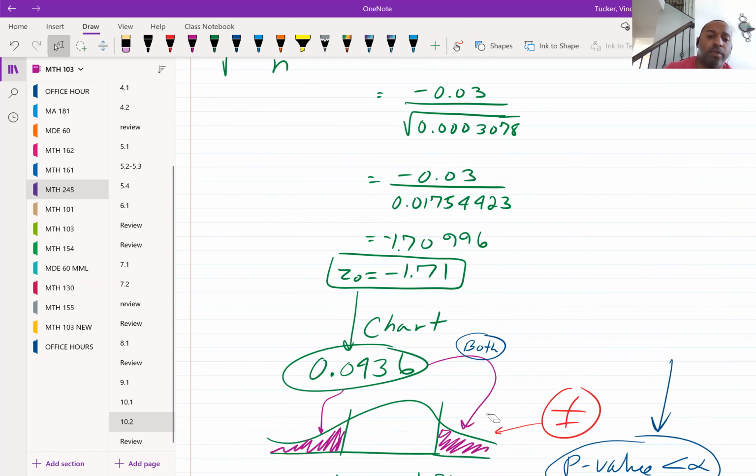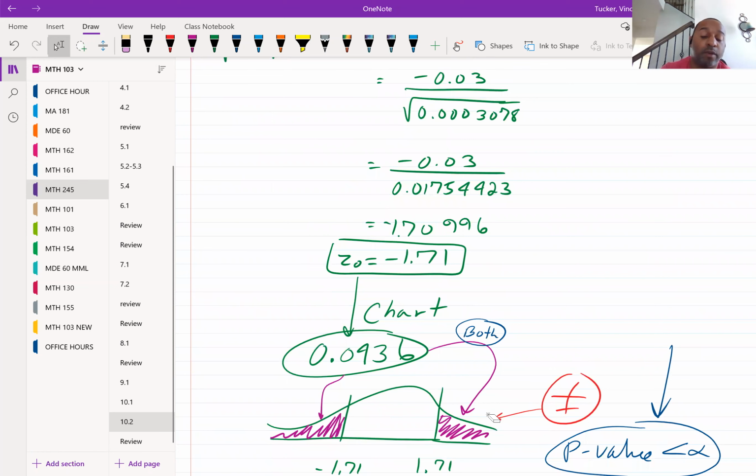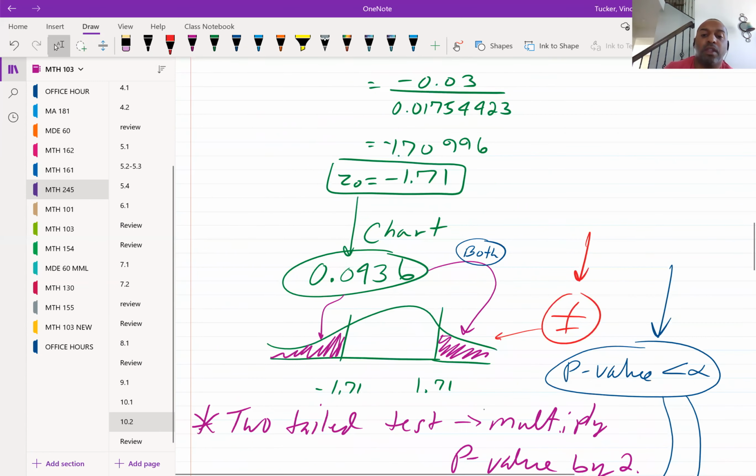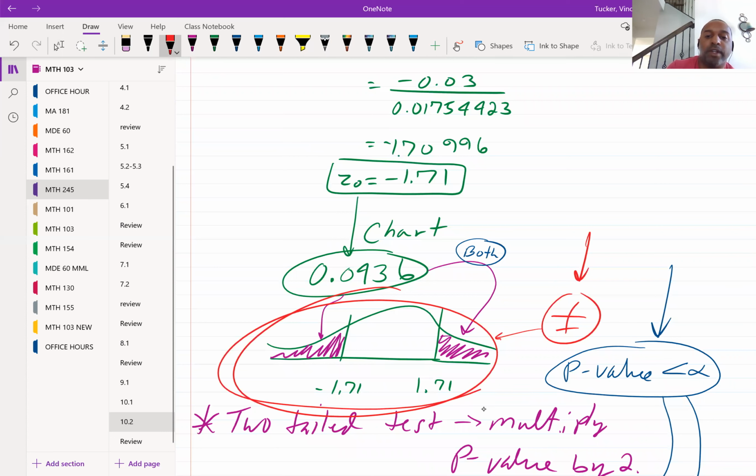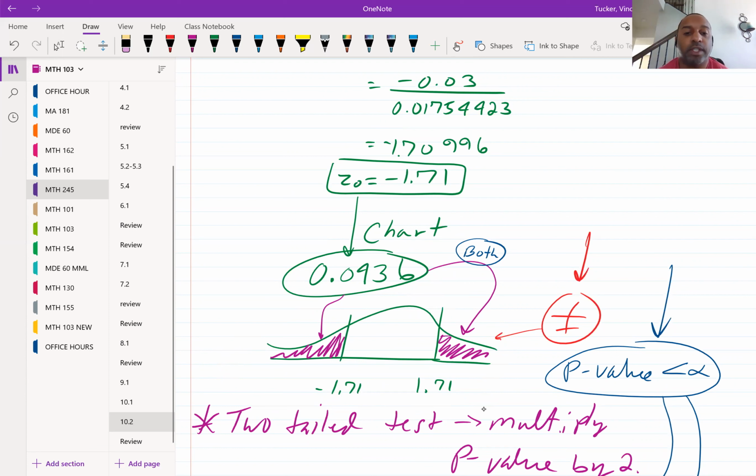And if you go to the chart, we'll get 0.0436. Now remember, it's two-tailed. And so this would be the diagram if we had to put a diagram on it. Negative 1.71 and positive 1.71.